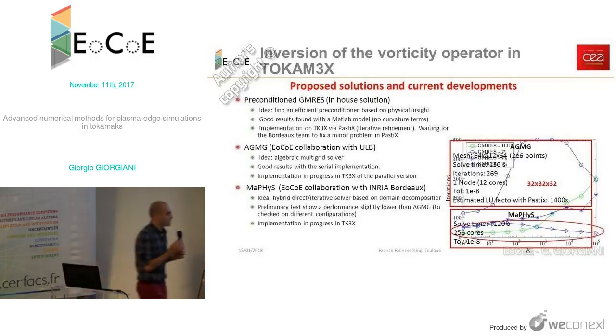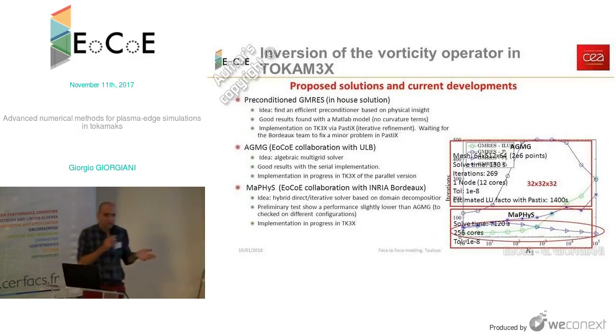As a comparison, with PASTIX, the factorization gives an out of memory on a single node, and the estimated time was 1400 seconds. So I think it's a promising result.